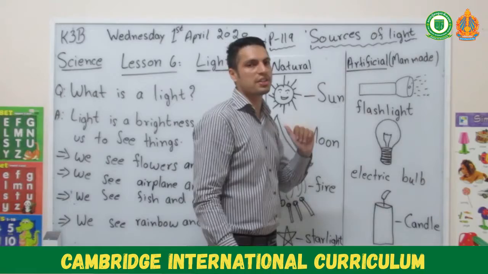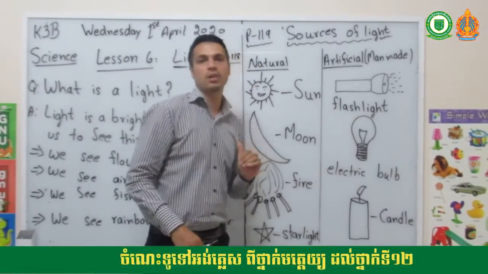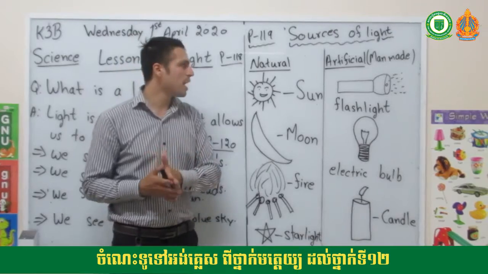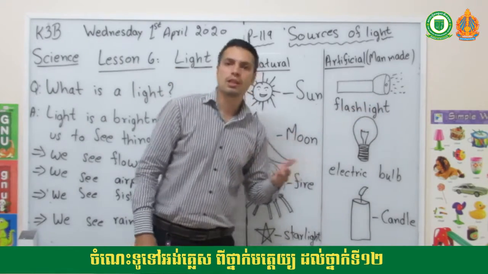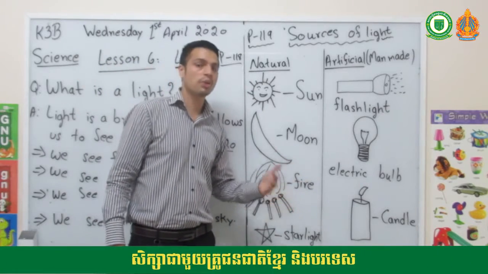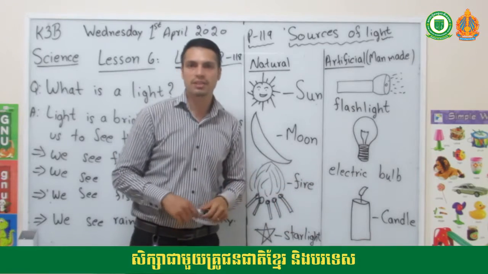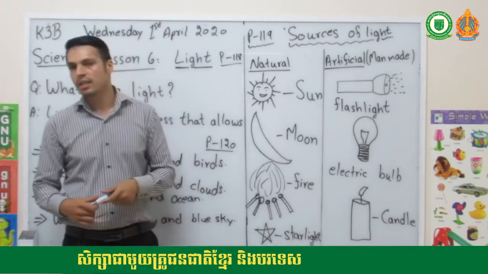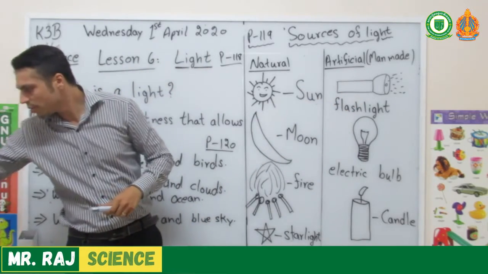So what are the artificial sources of light? Flashlight. Flashlight is man-made. If we have night time in the room, we don't have moonlight. We don't get starlight. So how do we see things? Night time is dark. So how do we see things? We use flashlights. I would like to show you.